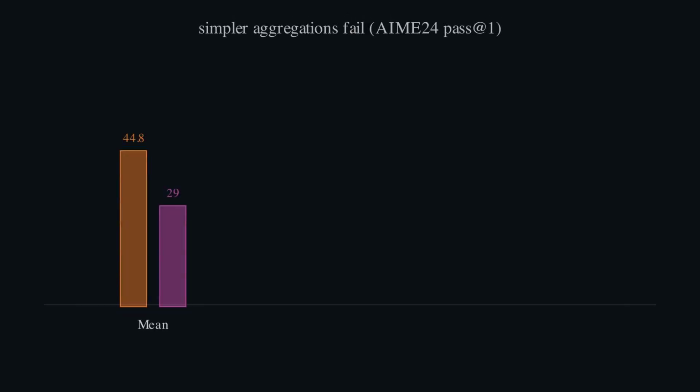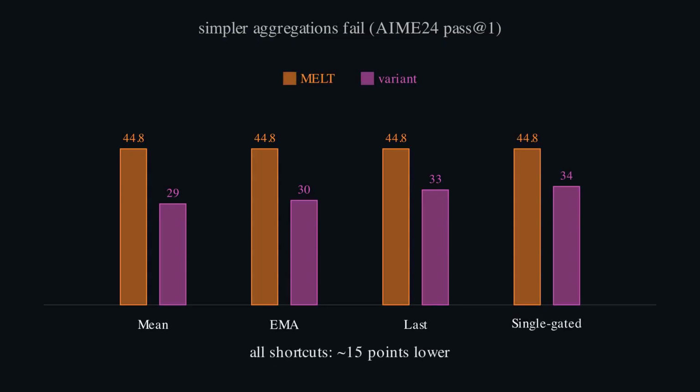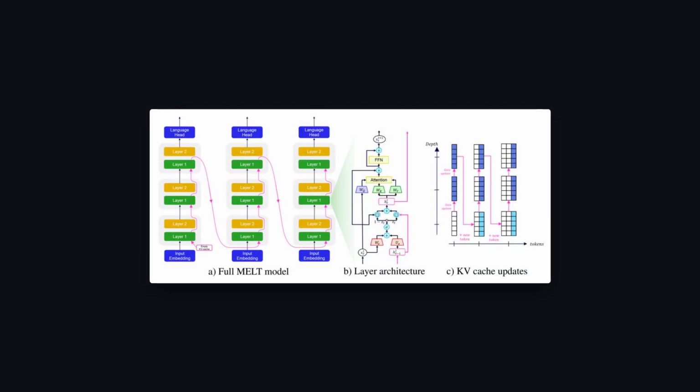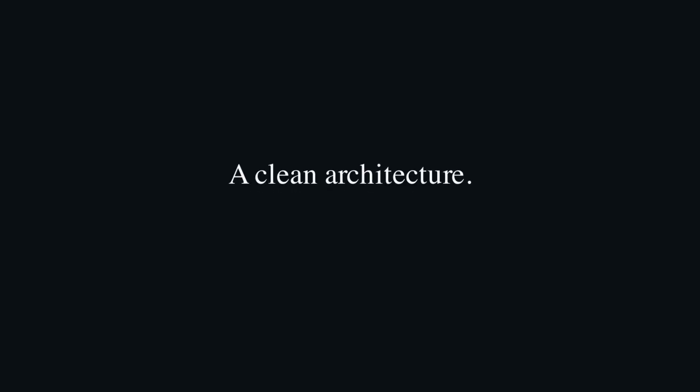You might ask, why not just average the loops, or take the last one? The paper tries every shortcut. All of them drop 15 points on the hardest math benchmarks. The learned per-dimension gate is doing real work. Project the latent state through WK and WV, and you get the 1 key, 1 value that everyone attends to. That single, gated, rewritten row is the whole MELT trick. A clean architecture.